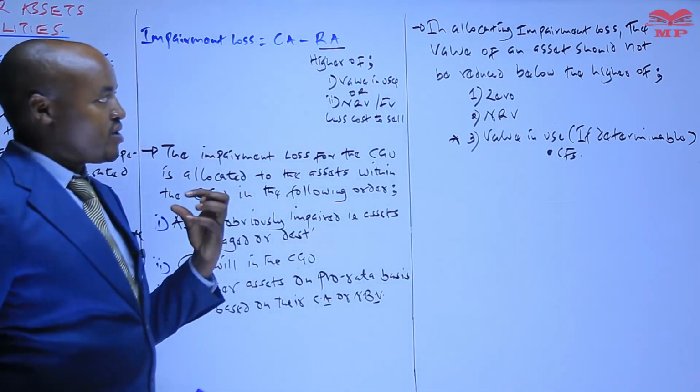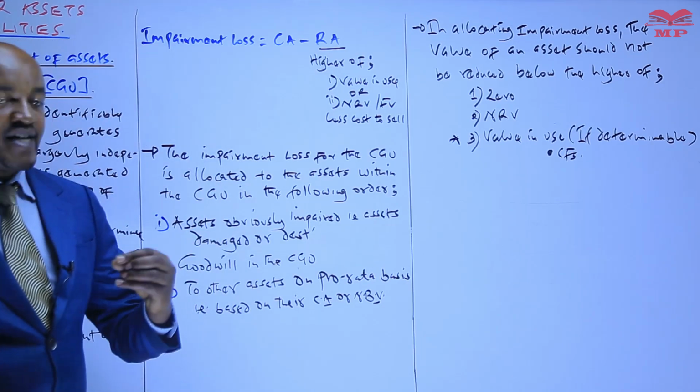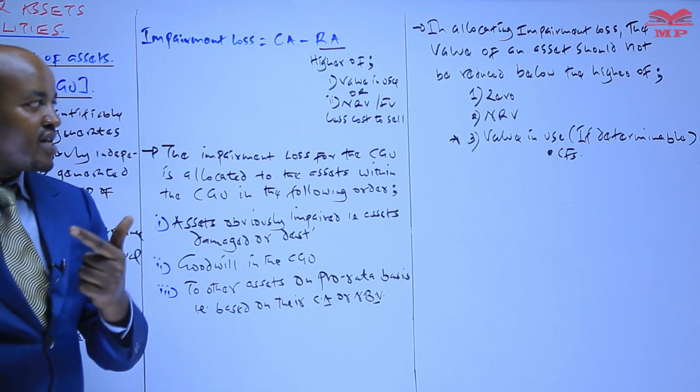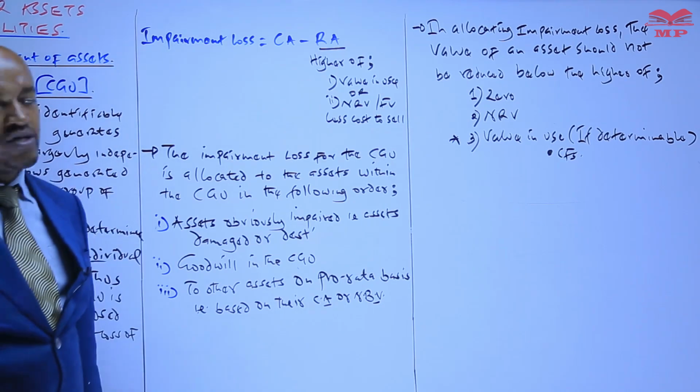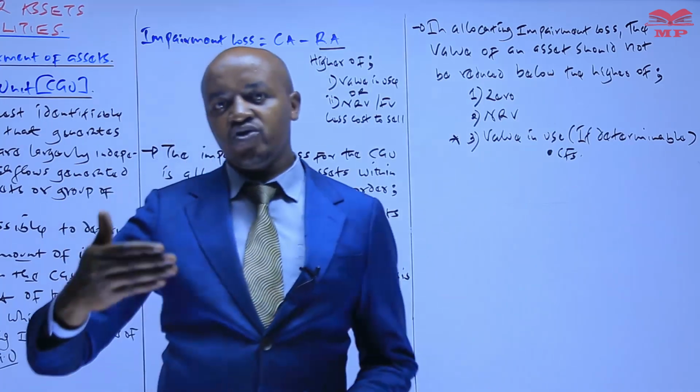So once you have allocated the impairment loss, make sure that the value of the asset is not reduced below the higher of 0, net realizable value, or the value in use. That is what is important for you to know.